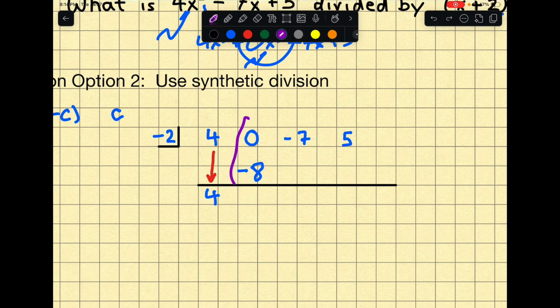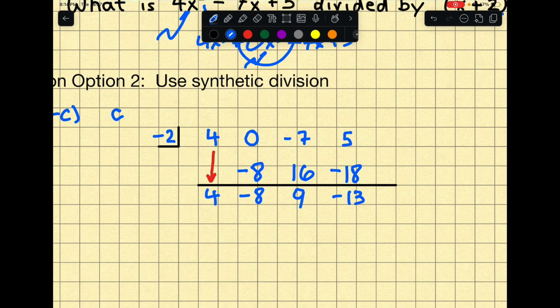Then what you do is you add the numbers that are in this column. So 0 plus negative 8 is negative 8. Then we're going to run through the process again. We're going to multiply negative 8 times the number inside the box. So negative 8 times negative 2 is positive 16. And so we're going to write positive 16 right here. And then we're going to add negative 7 plus 16, which is 9. 9 times negative 2 is negative 18. And 5 plus negative 18 is negative 13.